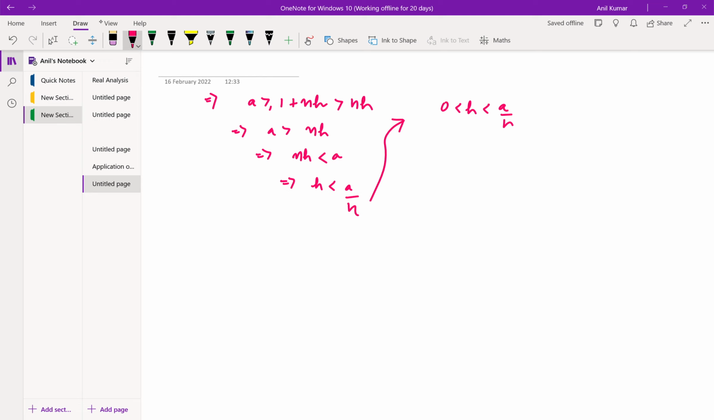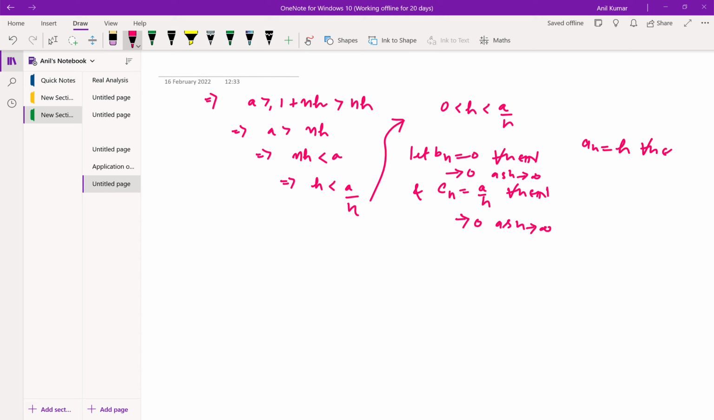So ये एक सीक्वेंस आ गया हमारे पास, ठीक है। इसको मान लो आप bn, let bn is 0 for every n in natural numbers, and cn is your a by n for every n in a natural number. So this cn tends to 0 as n approaches infinity, right? So limit of cn is 0, and this bn also tends to 0 as n approaches infinity, and take an to be h for every n in a natural number.